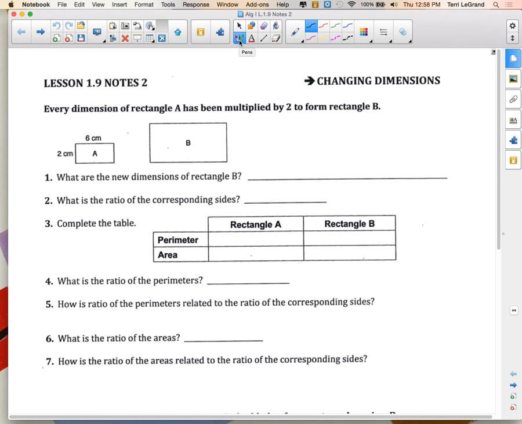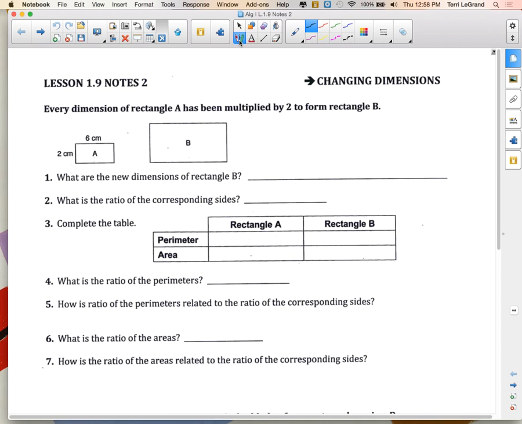So as we move on to lesson 1.9, we've talked about working with similar figures and being able to find those missing dimensions. And what were the other objectives that we also did? Did you guys finish your notes yesterday? Okay, I had a class that we couldn't.